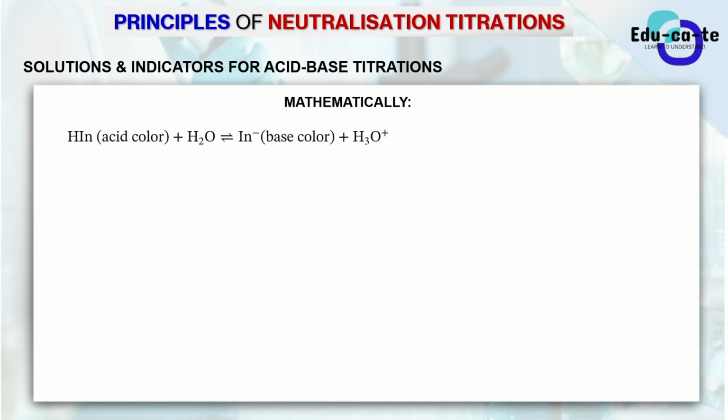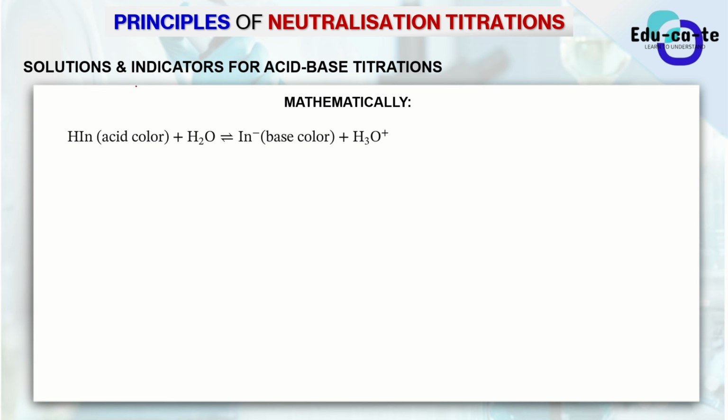Today we'll be continuing with the principles of neutralization titrations. This is part 2 of our series. Last time we introduced the standard solutions and their specifications. We also introduced the indicators as well as their behavior during an acid-base titration. So now we're just going to look at the mathematics of it.